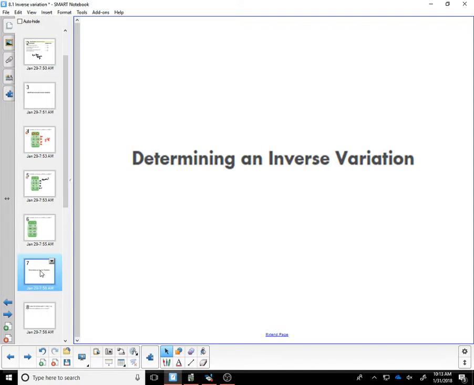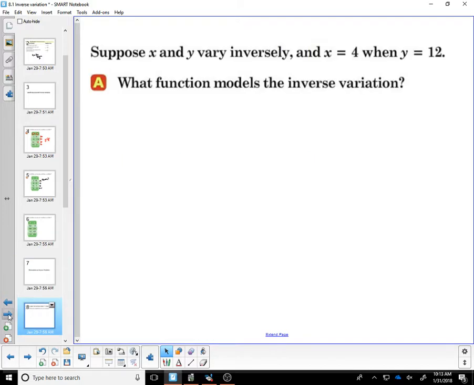Now, let's actually do some stuff, okay? Very nice. So, determining inverse variation. You guys ready? No, but bring it on.